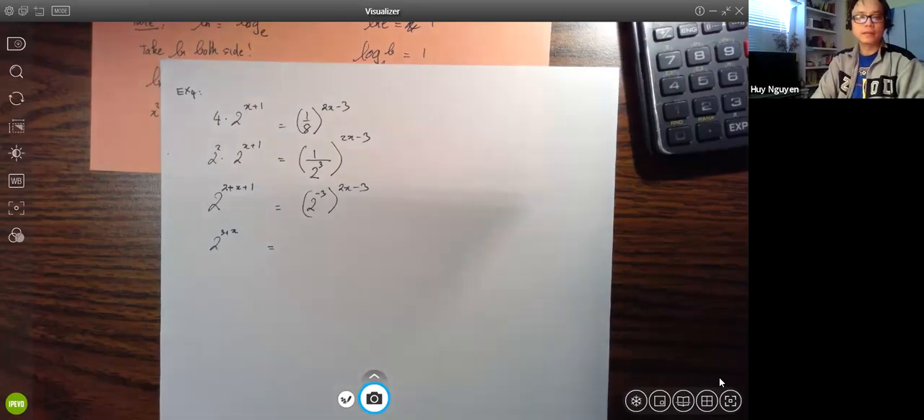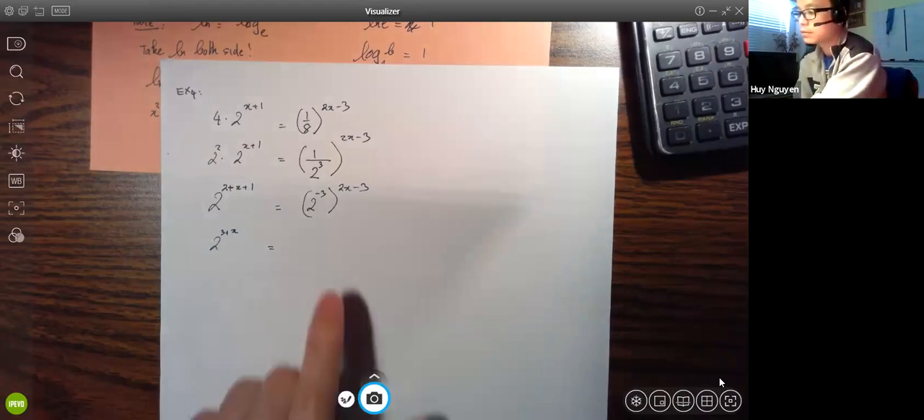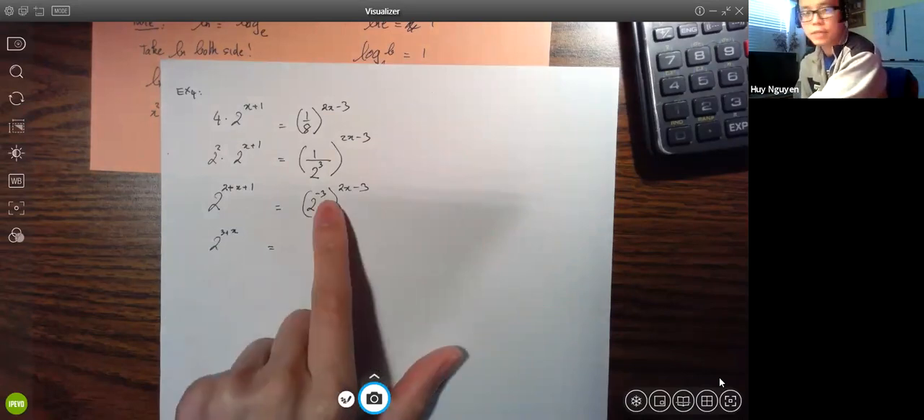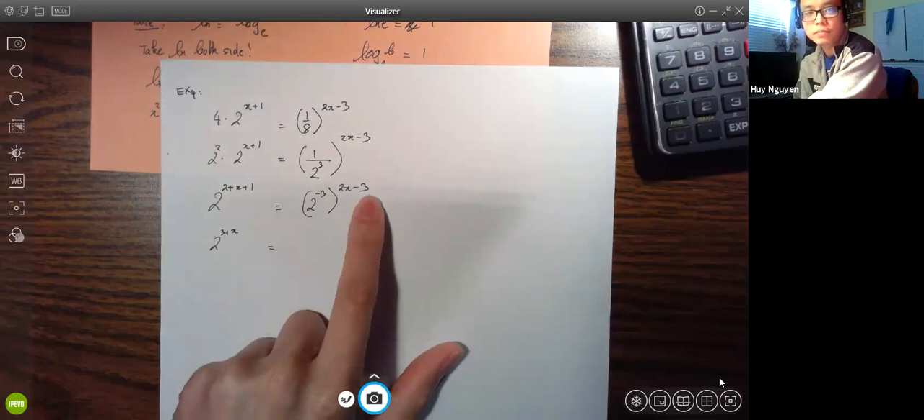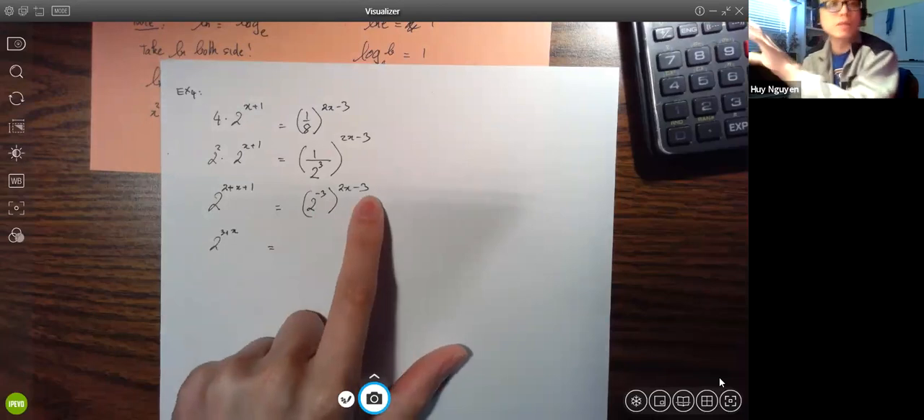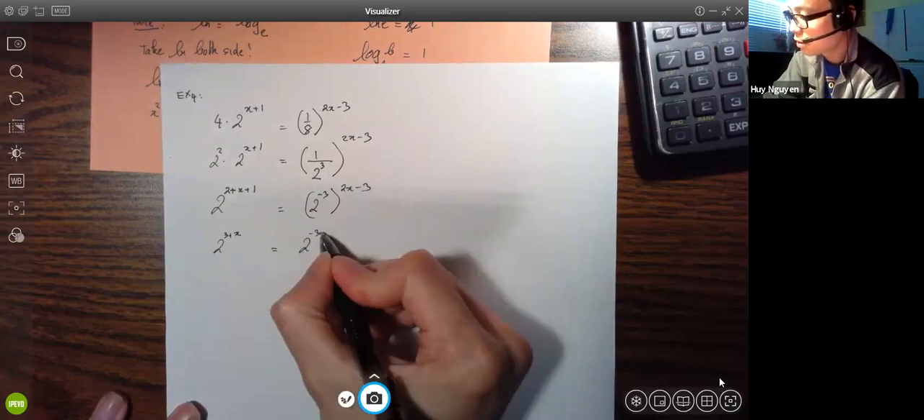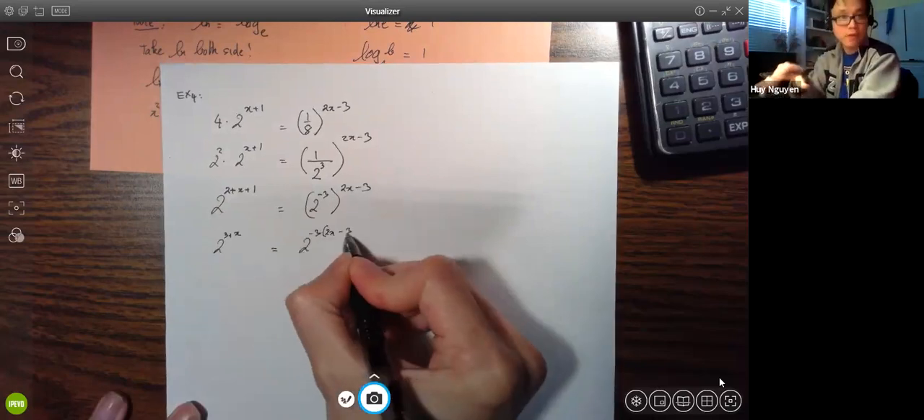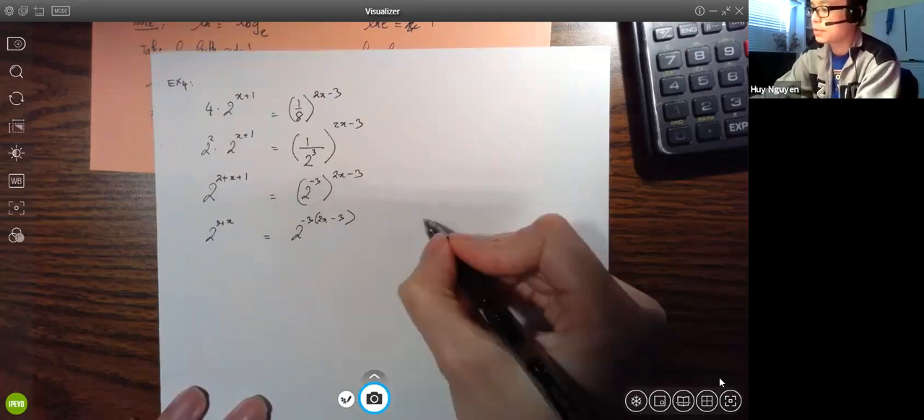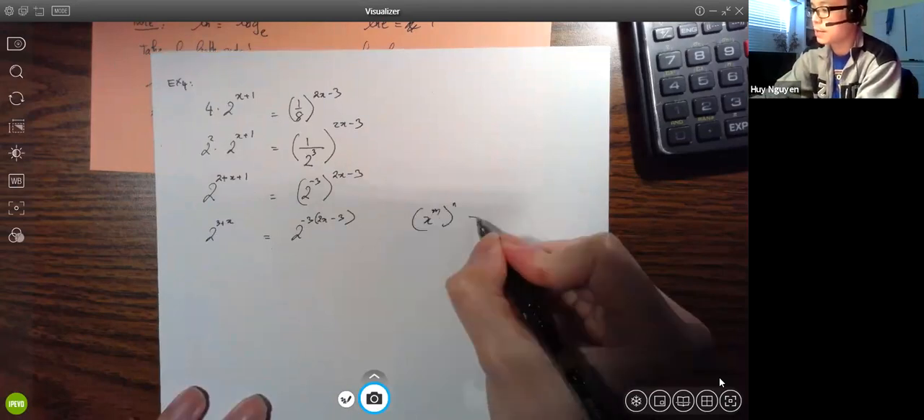Okay. And now we have an exponent raised to another exponent. Then we can multiply the exponents. See, the same formula I mentioned last video, in the last Zoom session: x to the m, raised to the n, is x to the m times n.